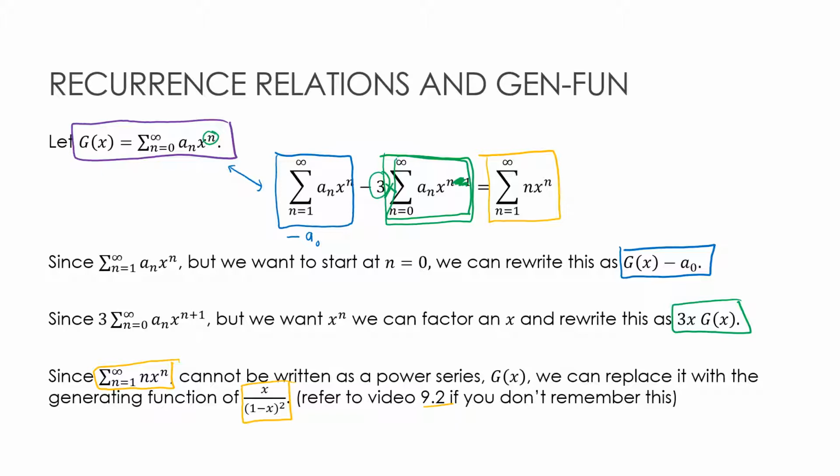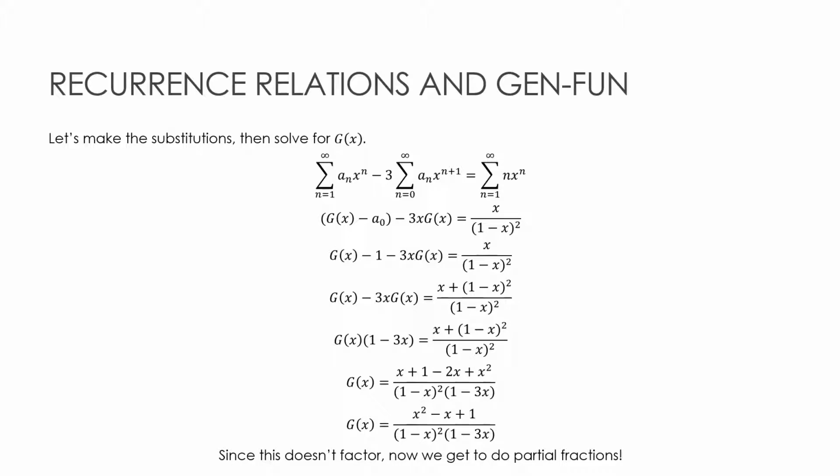So what I'm going to do then is on the next page, I'm going to take this equation and I'm going to plug in the 3 values that I have boxed. So by direct substitution, I'm replacing my first expression with g of x minus a sub 0, my second with 3x g of x, and my third with the generating function for that summation. From here, I'm just going to do some algebra. So it's going to be pretty straightforward.